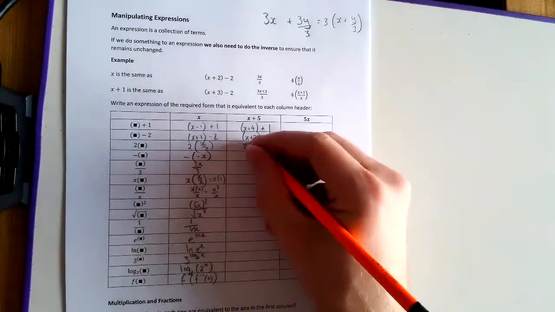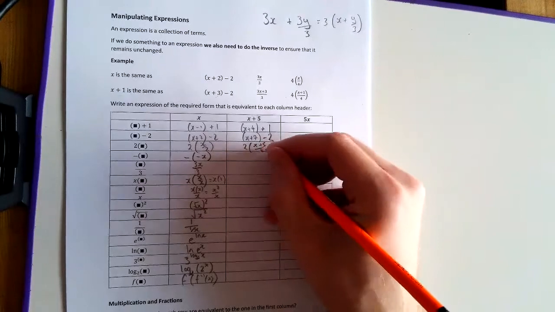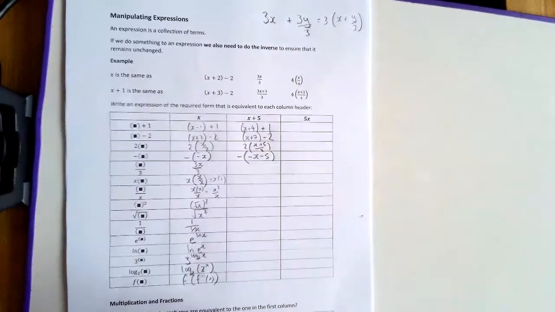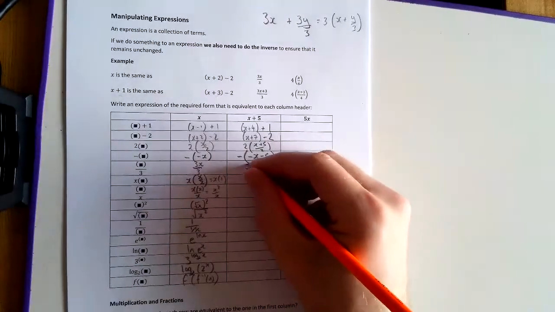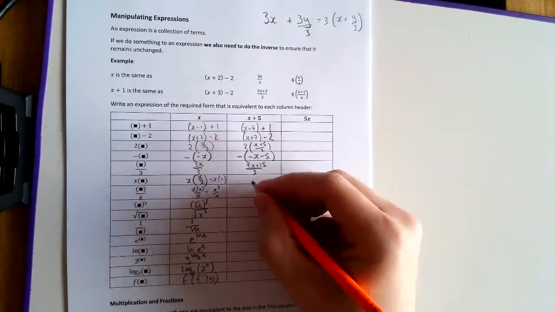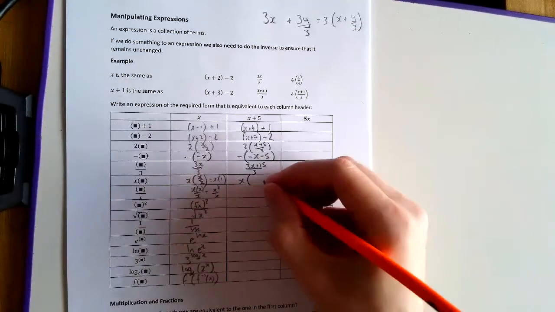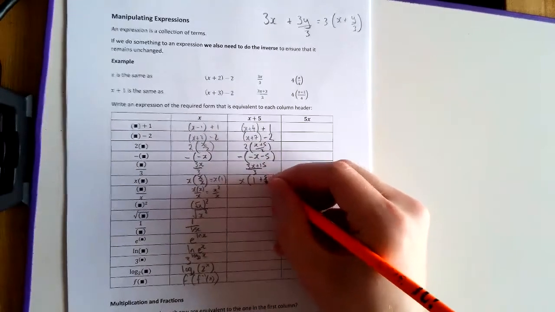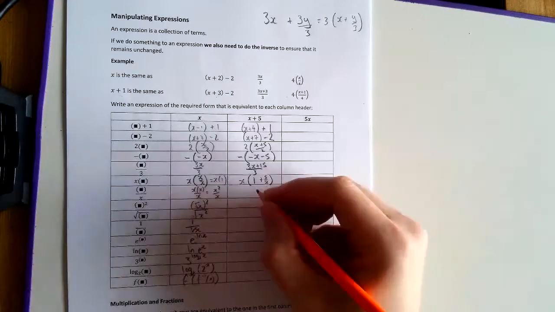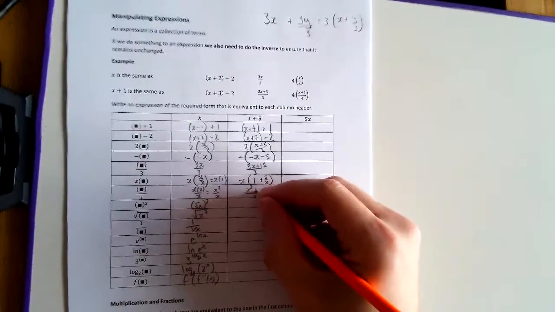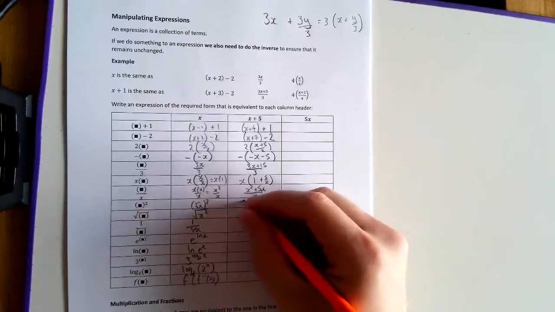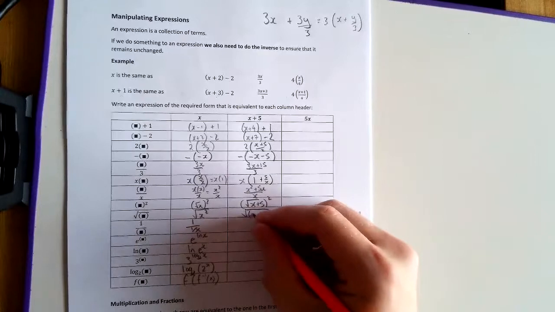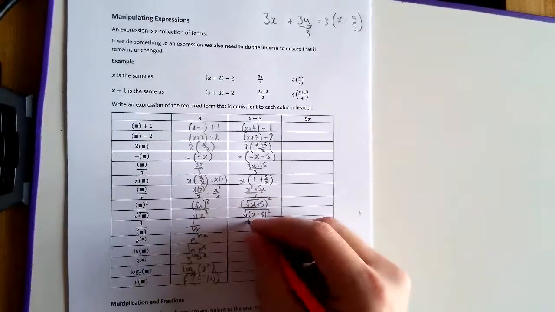If I want a 2 on the outside, I need to divide by 2. If I want a minus on the outside, I need to change the signs. If I want to divide by 3, I need to times by 3. If I want to take out an x, I need to divide by x. So x divided by x is 1, and 5 divided by x is 5 over x. If I want to divide by x, I need to times by x. If I want to square, I need to square root. If I want to square root, I need to square. If I want to do 1 over, I need to do 1 over.